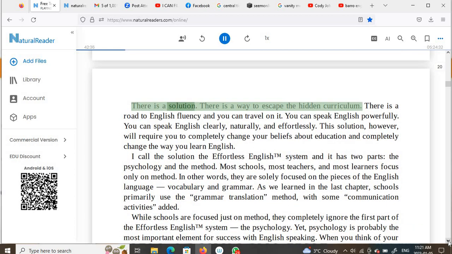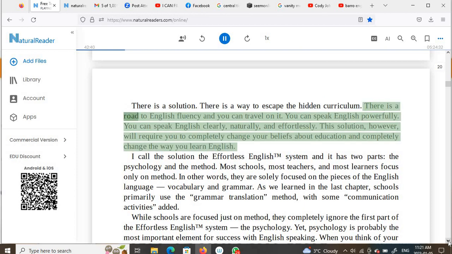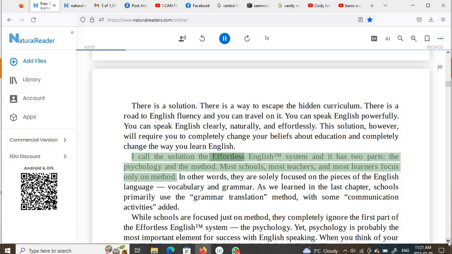There is a solution. There is a way to escape the hidden curriculum. There is a road to English fluency, and you can travel on it. You can speak English powerfully. You can speak English clearly, naturally, and effortlessly. This solution, however, will require you to completely change your beliefs about education and completely change the way you learn English. I call the solution the Effortless English System, and it is two parts: the psychology and the method.